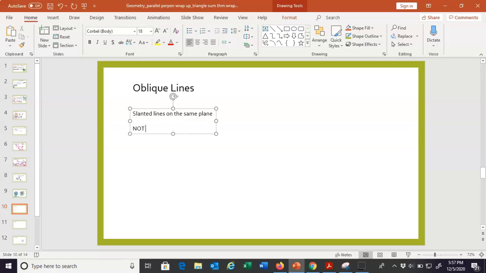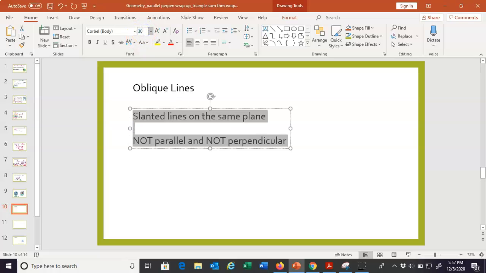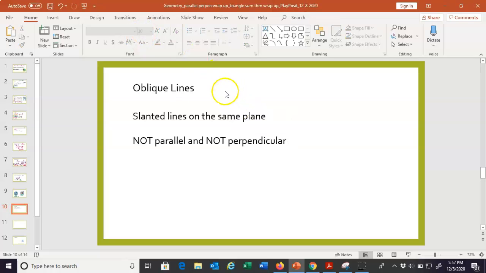Oblique lines are not parallel and they are not perpendicular. Sometimes you'll hear teachers, textbooks and other videos say that it's easier to talk about what oblique lines are not than what they are. So if the lines are not parallel and they're not perpendicular, then they're oblique. They're slanted lines on the same plane. We can draw a little picture if you want to.